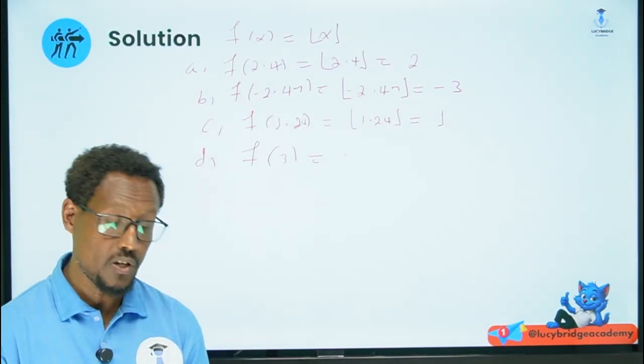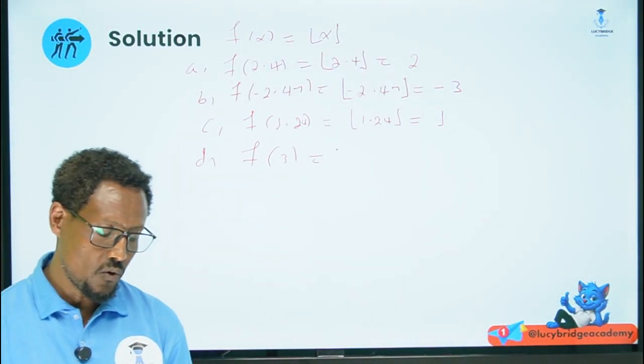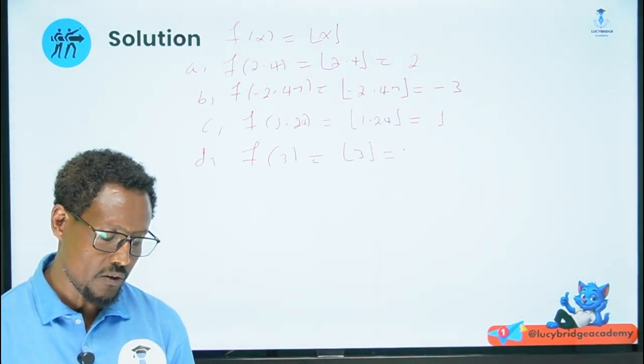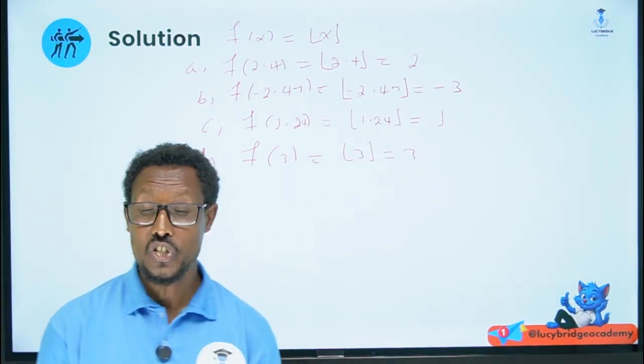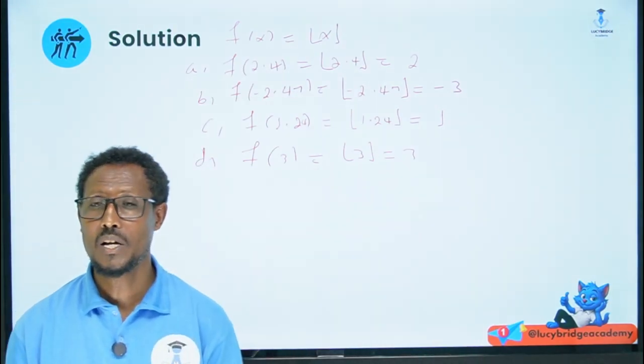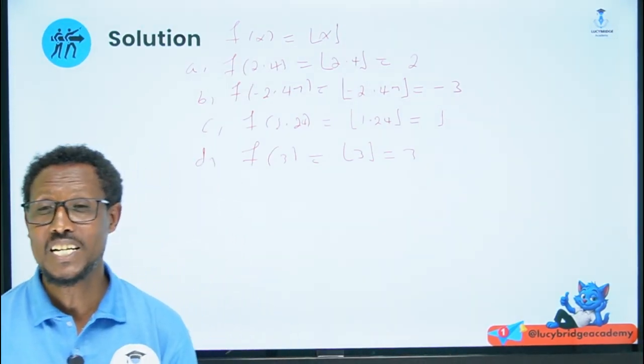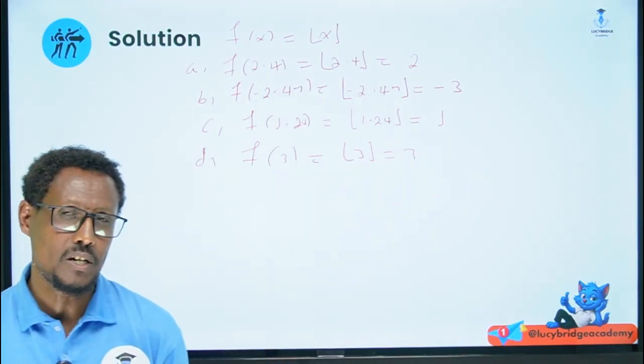f of 3, where 3 is an integer, the floor of an integer is itself, okay? Because the greatest integer less than or equal to 3 is 3 itself, okay? 3.